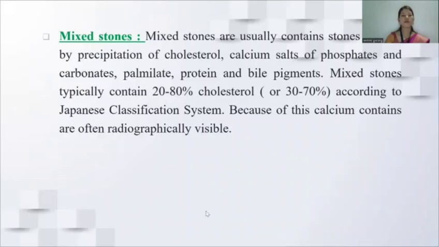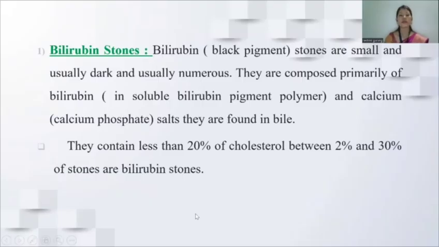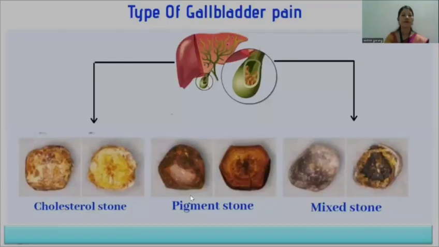And next, coming to the bilirubin stone. Here the stone will appear as black pigment, and they are small, usually dark, and usually numerous. They are composed of bilirubin and calcium salt, which is found in the bile.